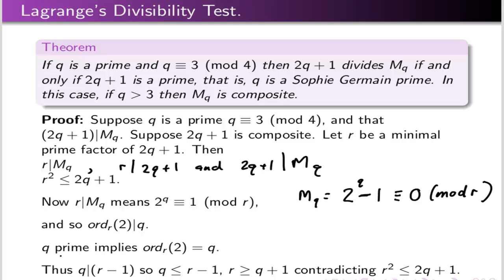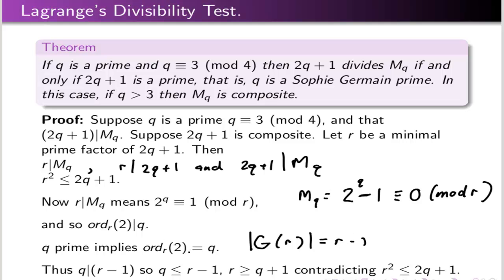Now, q is a prime, and so it doesn't have a lot of divisors, and therefore the order must in fact equal q. It can't equal 1, and it's a divisor of q, so it must equal q. Well, what type of group are we living in? We're in the group of units mod r here, and that's a group of what order? Well, little r is a prime, so this is a group of order r minus 1.